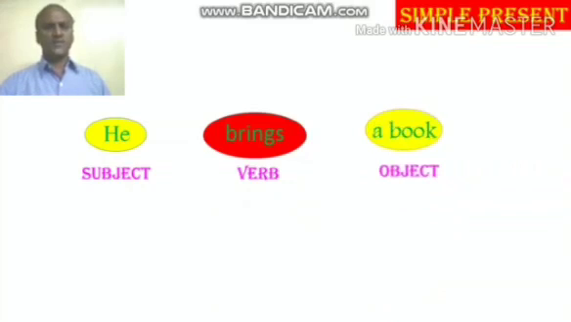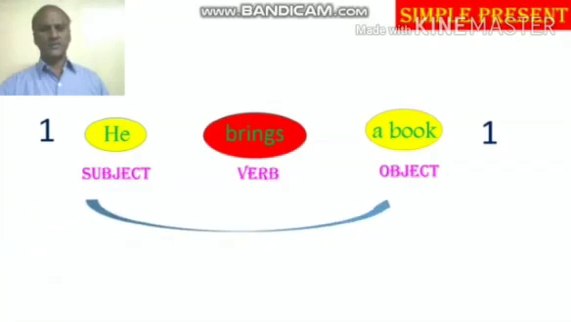So this is the first step we have to do. First we have to identify the subject, verb, object. In other words, the 3 elements we need for changing to passive. That we have to find out. That is the first step.